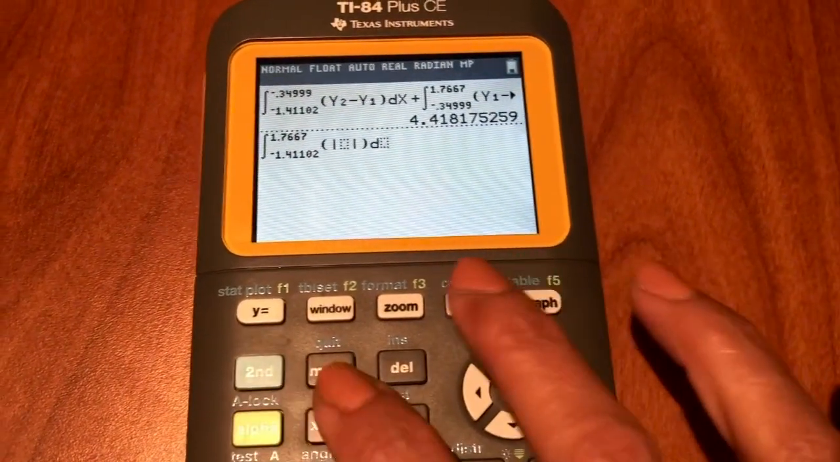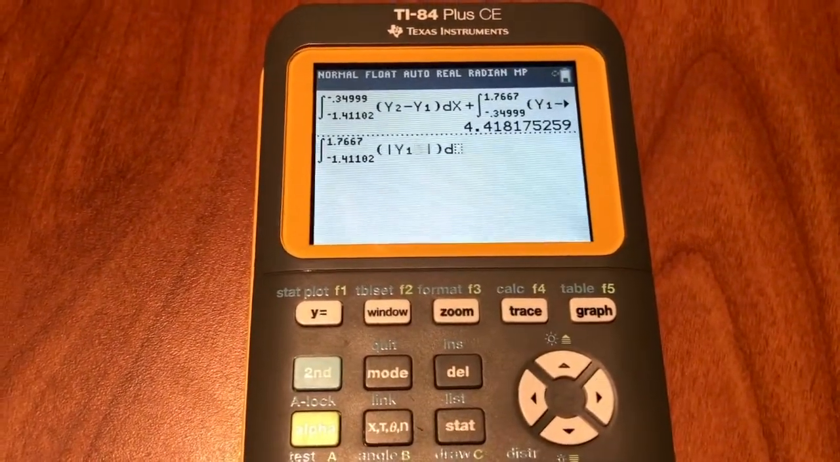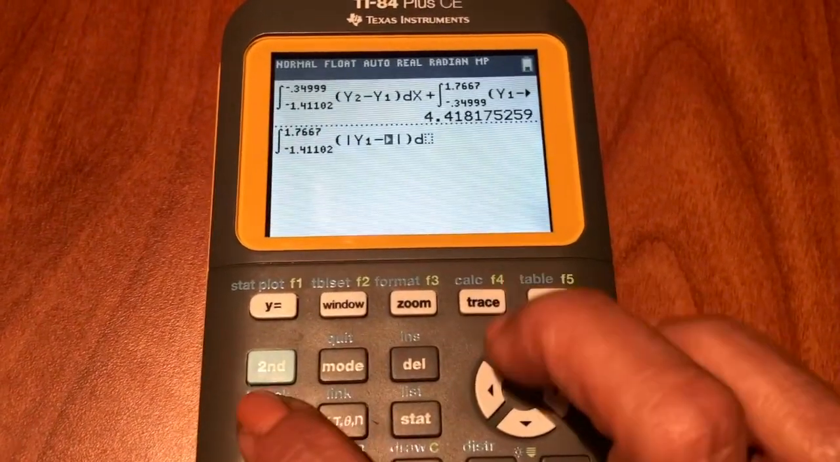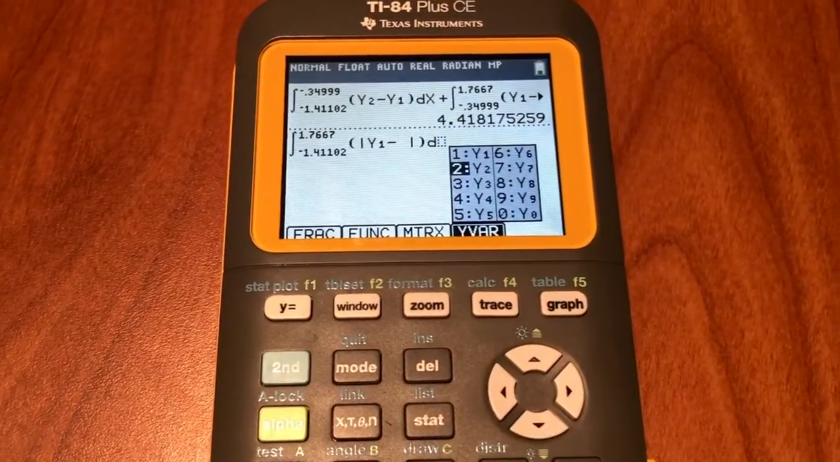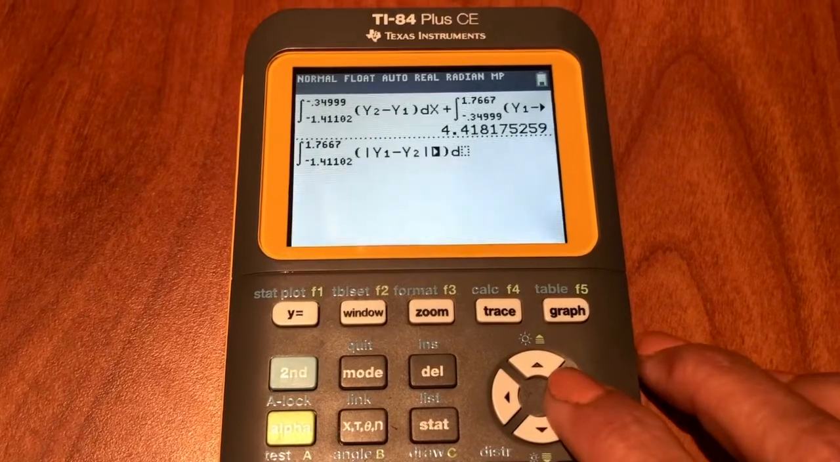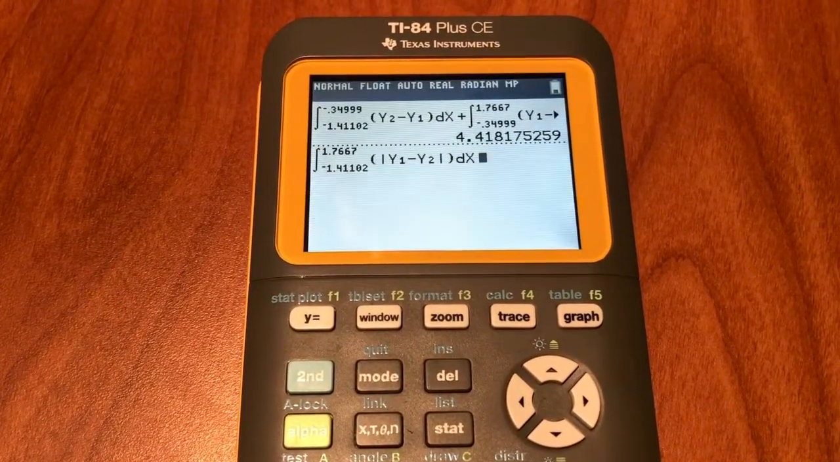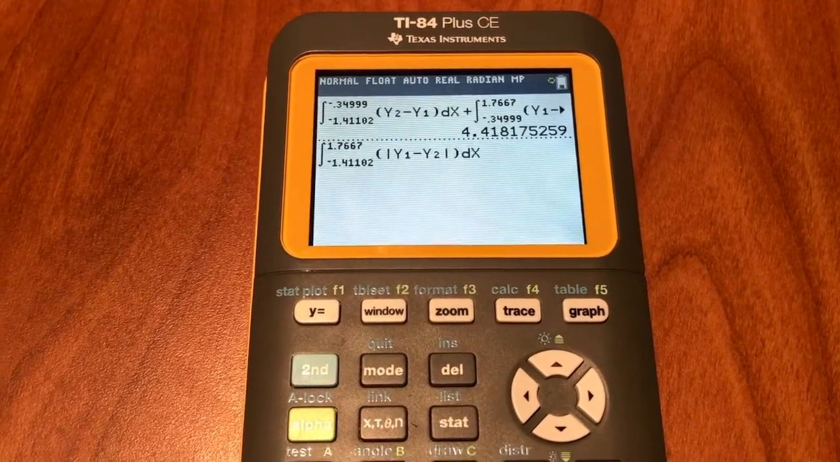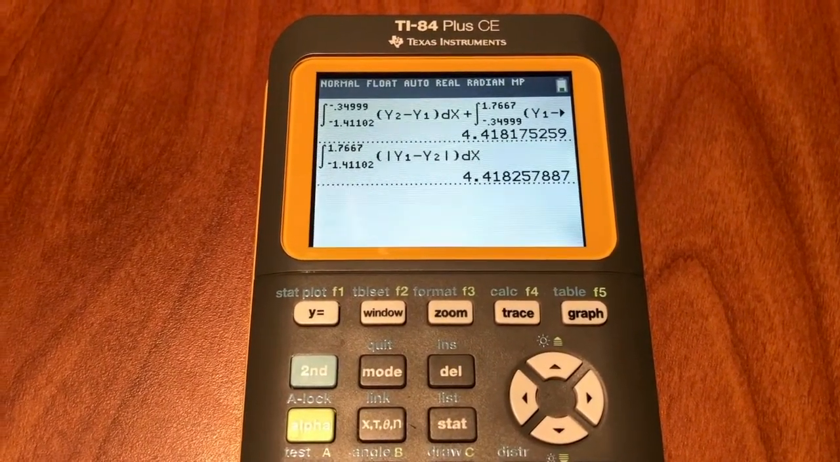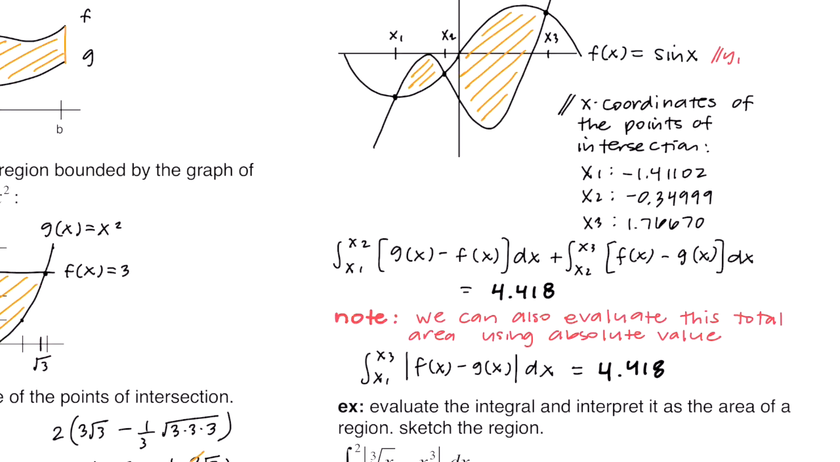So we're going to go alpha trace y1 minus, and then alpha trace again, this time selecting y sub 2, arrow over, and press x for dx. And we should get the same answer. So we get 4.418. Alright, so when we showed it on the calculator, you could see that using absolute value also gives you the same answer.